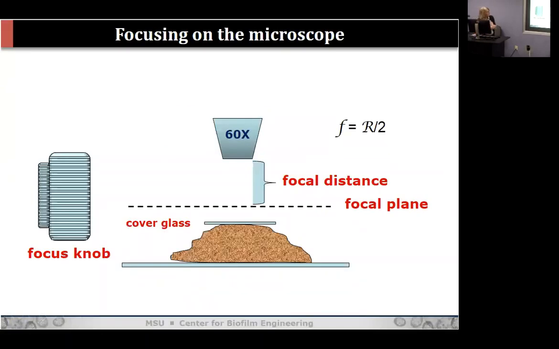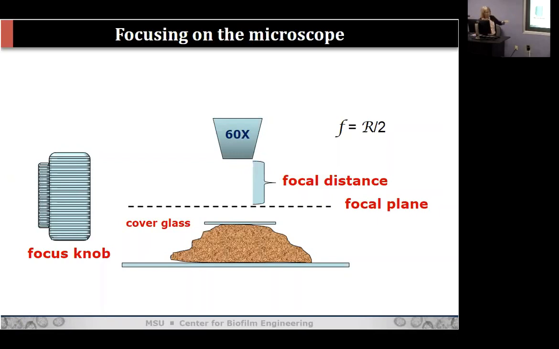And even further than that, how does a microscope work? Well, if you have a lens, the object has to be a certain distance away from the lens to be in focus, and that's called the focal plane. And you can't change it. It's a property of the lens. It's determined by the radius of curvature of the lens. So that distance is set and fixed.